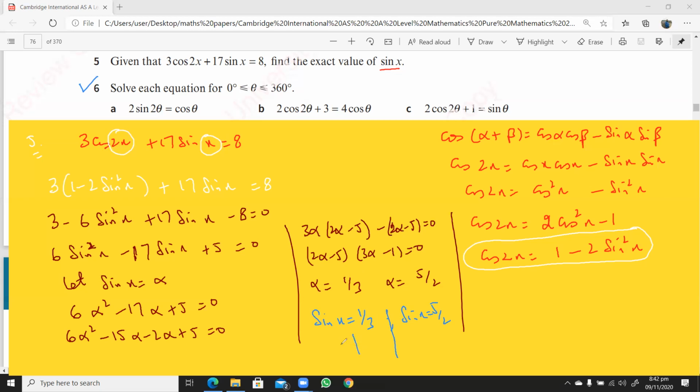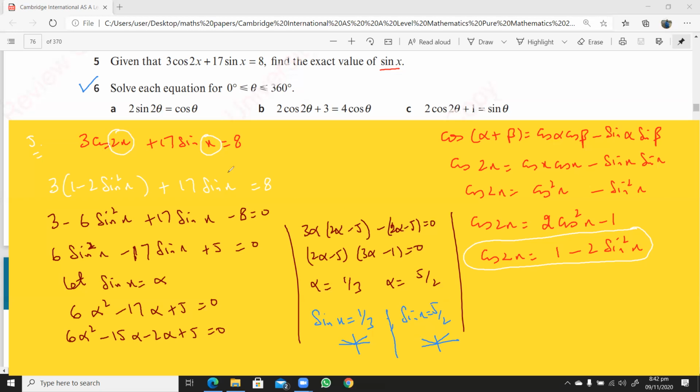Okay, so you will say that this x is going to be in these two quadrants, and again you will get two values from these two quadrants. You will find sine inverse of 1 over 3. So you have two values from here and then two values from here. Altogether there will be four values of this x.